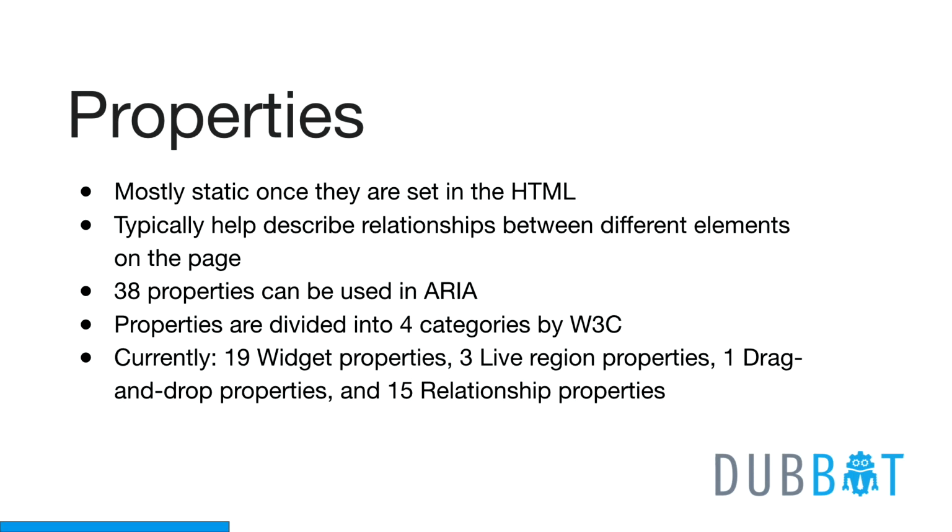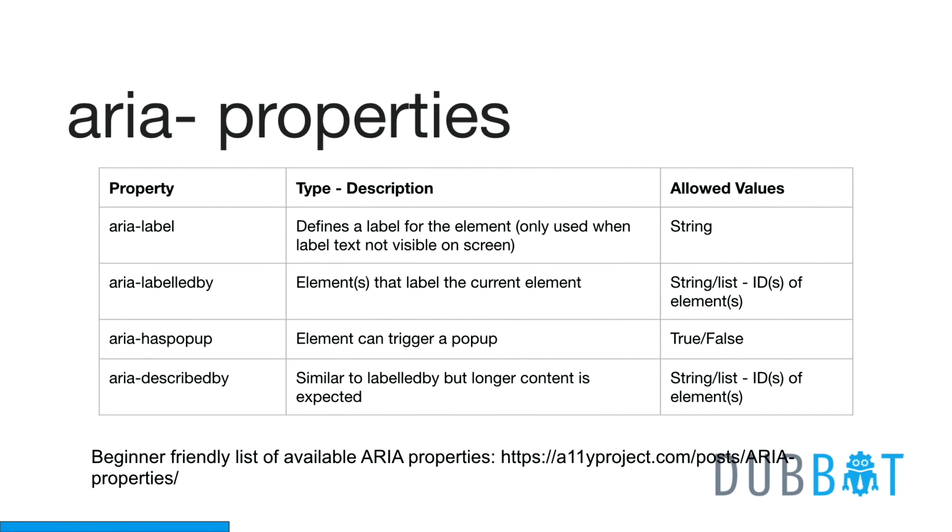There's 38 properties that can be used in ARIA, and properties are divided into 4 categories by the W3C. Currently there are 19 widget properties, 3 live region properties, 1 drag and drop property, and 15 relationship properties. You would most likely be concerned with the widget properties and the relationship properties if you're working on a website. So that leaves us down to 34. Simple enough. These are the most common ones I see in HTML, and these are the easiest places to start using them within HTML.